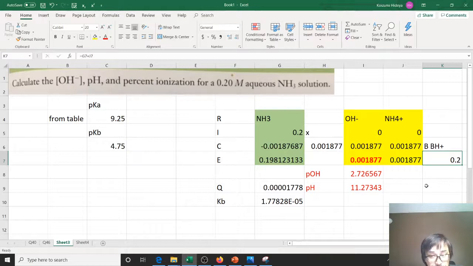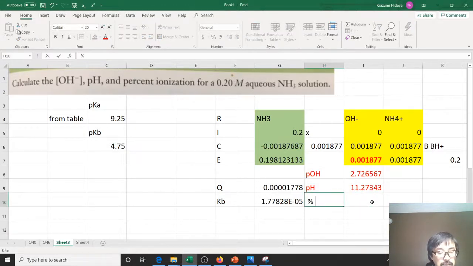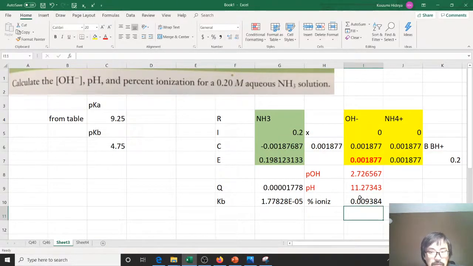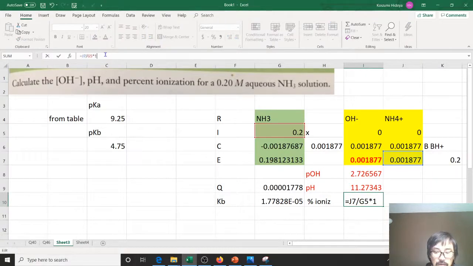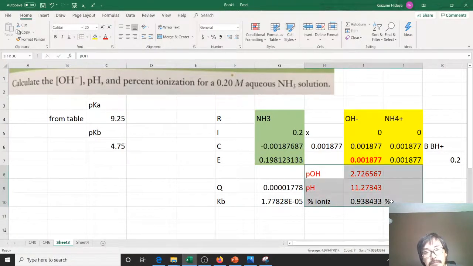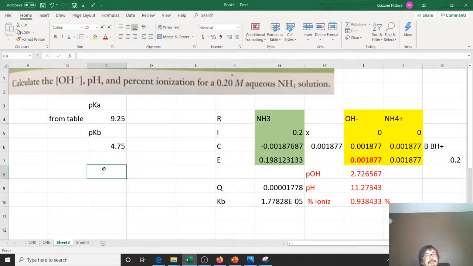Then how much of this is going to dissociate, which is this divided by that. So the percent ionization is equal to what's being dissociated over the total. You can actually use this one just because. So that's that. Oh, and probably multiply by 100 to get the percent. So that's pretty much all there is to it for this problem.